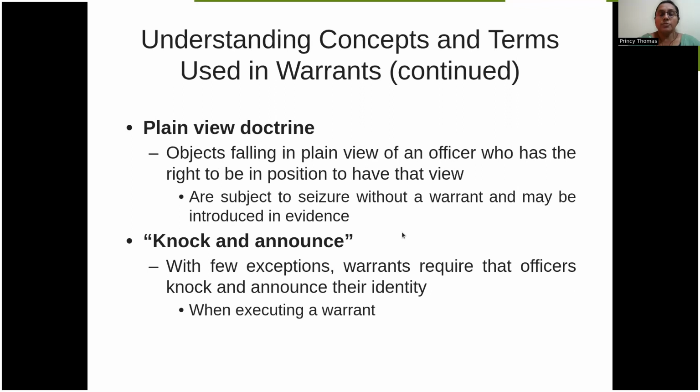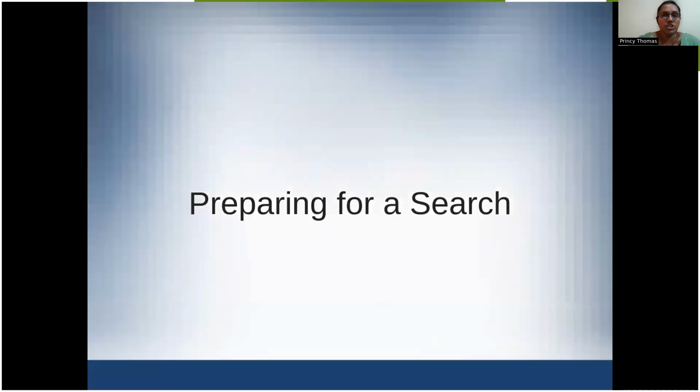Next is the plain view doctrine. When the officer is searching for a particular thing, and the warrant does not cover something, but this is directly in plain view of where the officer is, then even if the warrant is not specifically for that object, if the warrant was there for that particular place, and the officer happens to see something that could be evidence, he can seize that. Knock and announce: whenever a warrant is being executed, the officers must knock on the door, announce themselves, identify themselves as officers, and give the warrant before they start their search and seizure procedure.